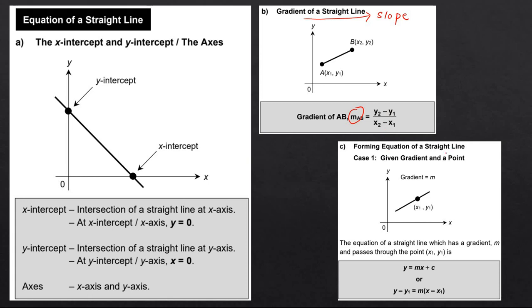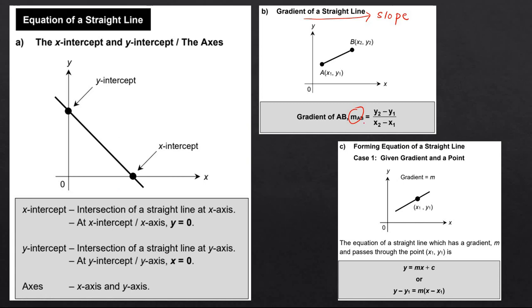Forming the equation of a straight line. Case 1: given a gradient and a point. How do we form an equation of a straight line when you have a gradient and a point? We can use y equals mx plus c, or y minus y1 equals m(x minus x1). Okay, let's try some questions.